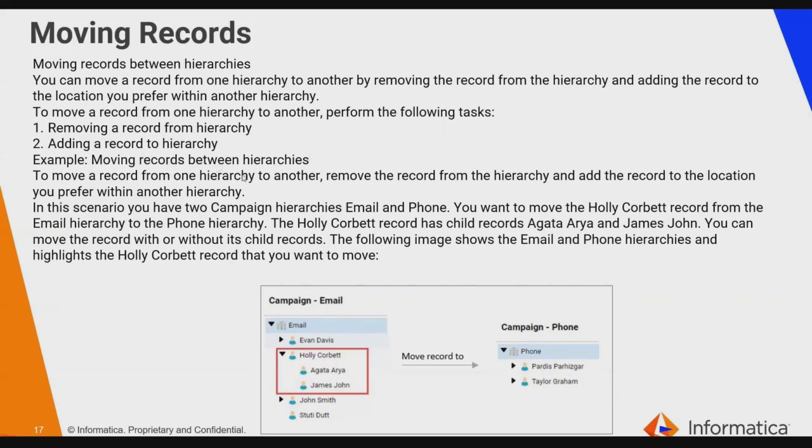Now, movement between hierarchies. To move a record from one hierarchy to another, we can remove it from the hierarchy and then add the record to the location you prefer within another hierarchy. Even when we do that, there are two options: you can move with the child records, or you can move without the child records. In this scenario, we have two campaign hierarchies, email and phone. Now you want to move the Holly Corbett record from the email hierarchy to the phone hierarchy. The Holly Corbett record has child records: Agatha, Arya, and James John. You can move the record with or without its child records. This image shows the email and phone hierarchies and highlights the Holly Corbett record that you want to move.